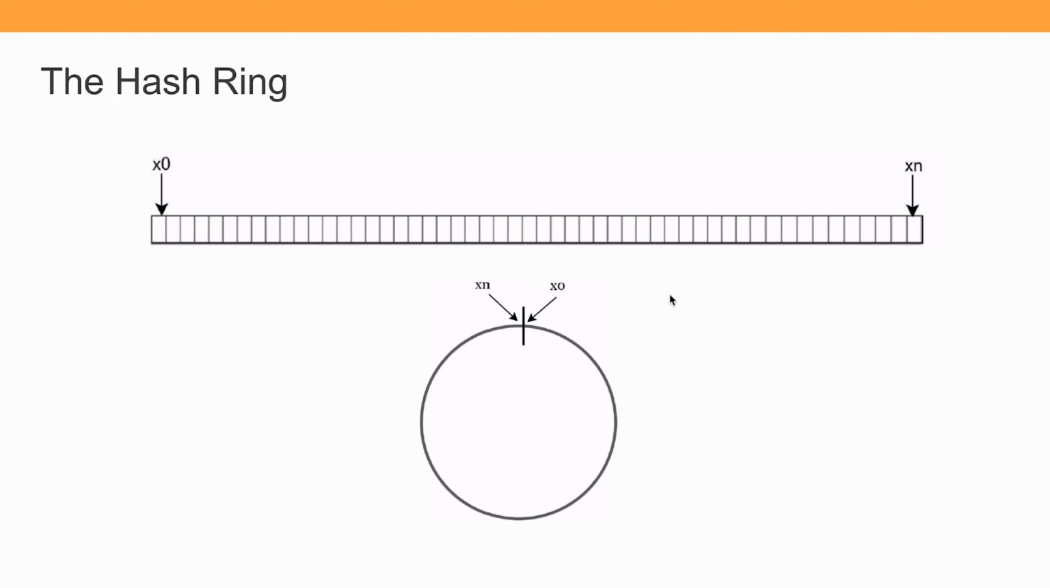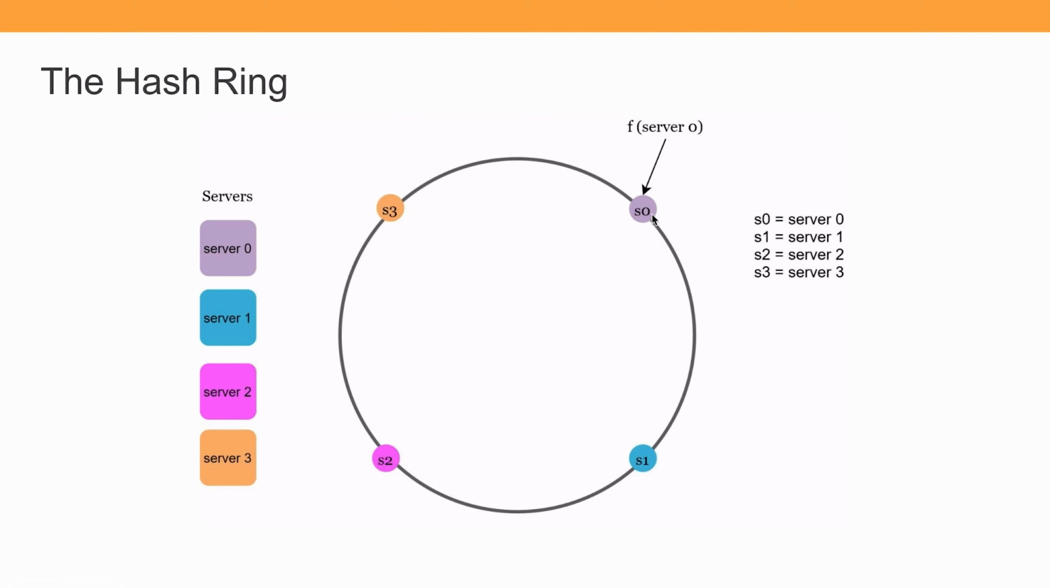Because the modulus operator that we were using in our hash function will do the computation in such a way that this hash space is treated as a hash ring. So once we have our hash ring ready, let's put the servers on this particular hash ring. It would look something like this, wherein we have server 0, server 1, server 2 and server 3.